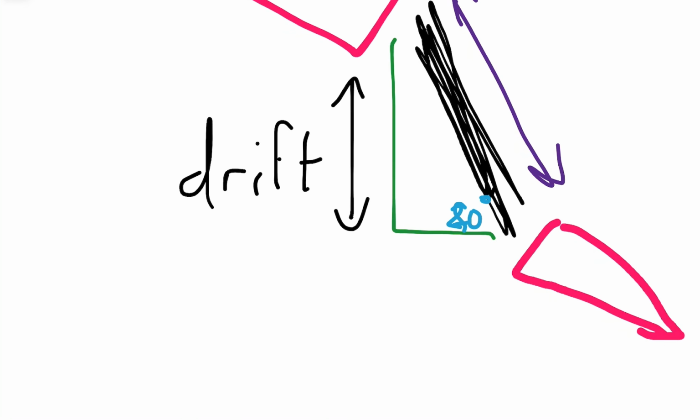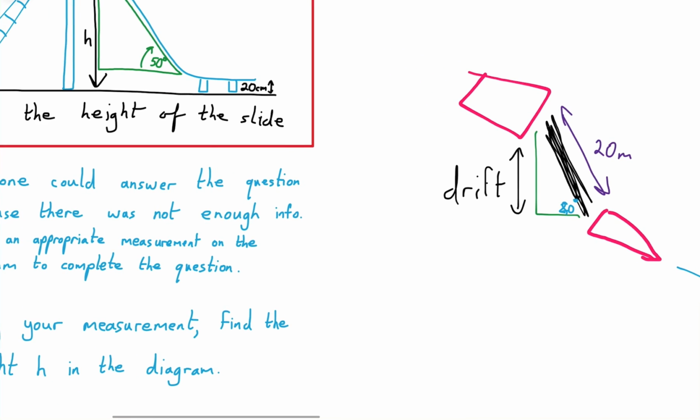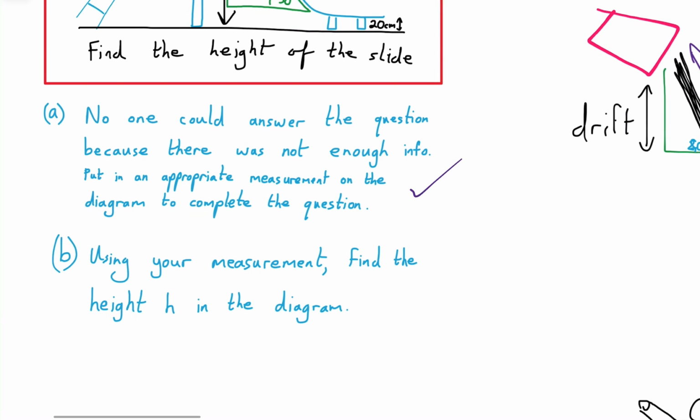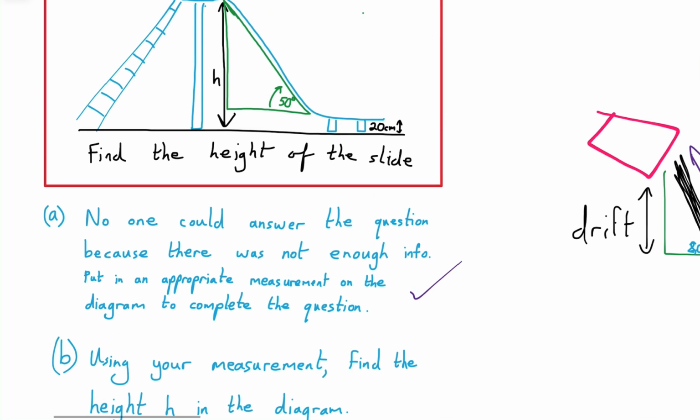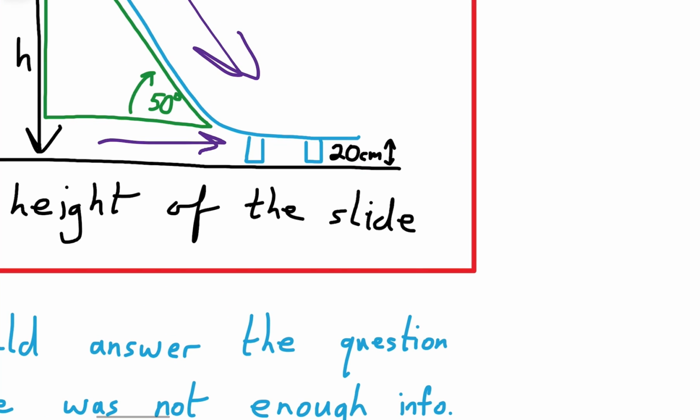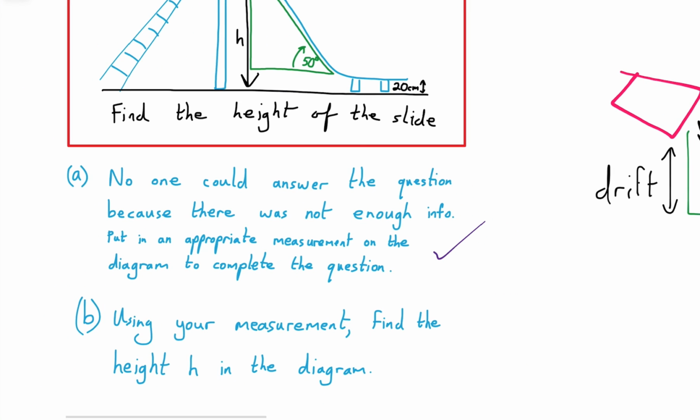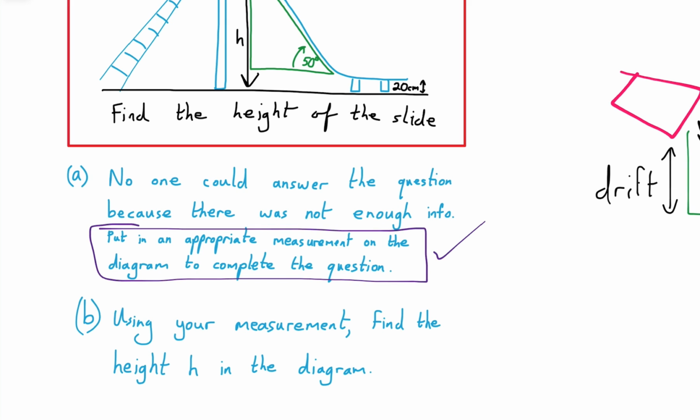So I prefer to give this though. Call that 20 meters. Right, so now we've done that, kind of tick the box. We've added some information to the diagram. A person could easily add the hypotenuse, I suppose, or they might add the adjacent to 50 degrees, whichever one they wanted to add. They could add some information there to answer part A. So put in an appropriate measurement on the diagram to complete the question. That's all we have to do, just put a number in for the hypotenuse or for the adjacent to 50. Okay, using your measurement to find the height h in the diagram.